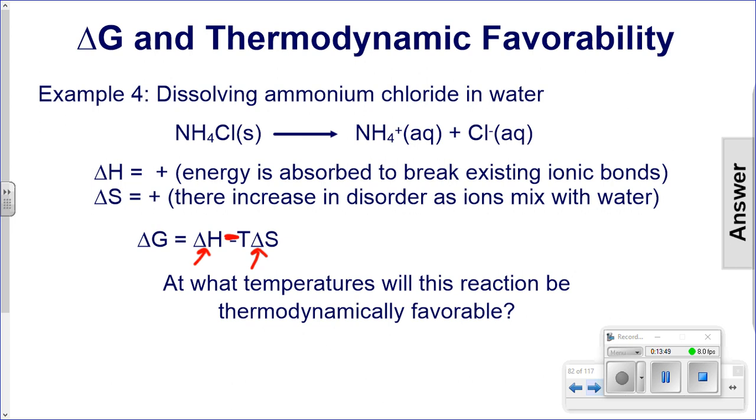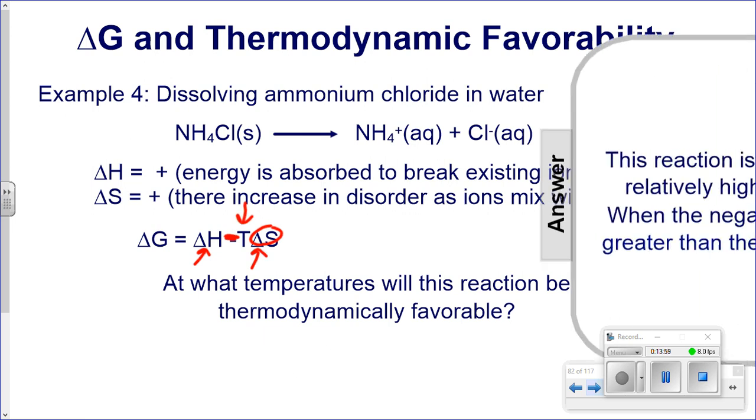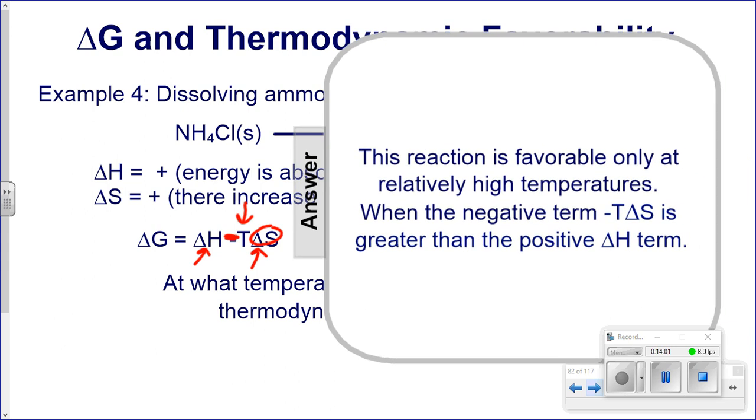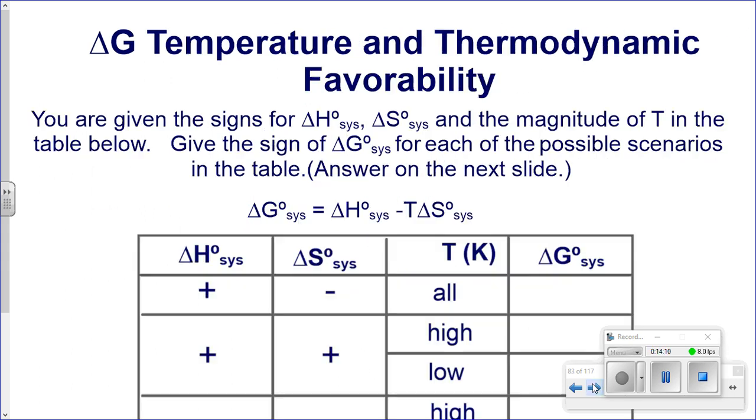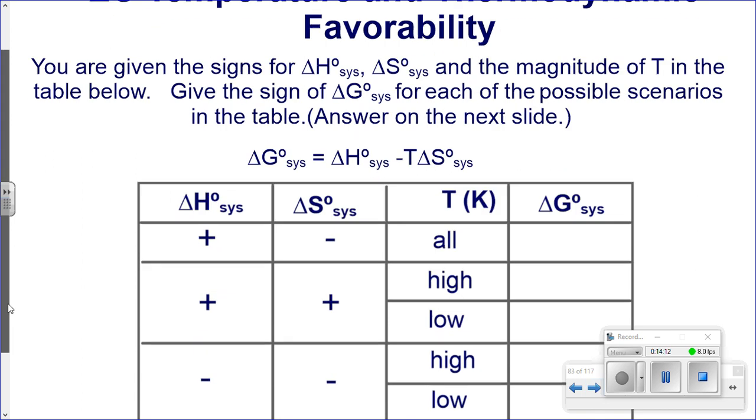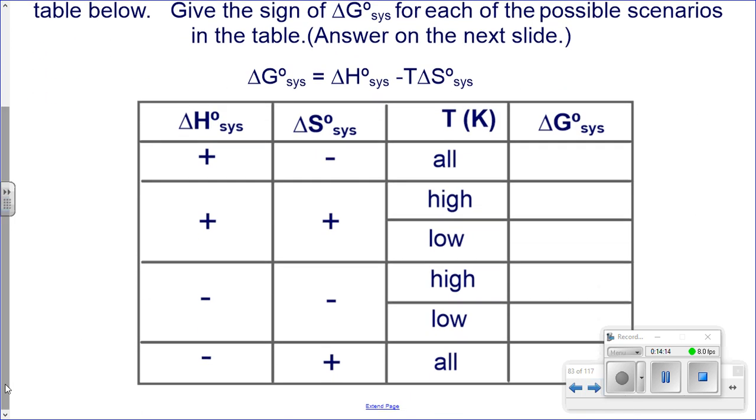And temperatures are never going to be negative because they're Kelvin temperatures. So even if this is small, no matter what this is, I need high temperatures. I need temperatures in order for this guy to cook and make this thing work. And you notice this is favorable at only high temperatures when the negative term is greater than the positive delta H term. So I'm just playing off the math here, guys. Again, we're always looking for a negative delta G.